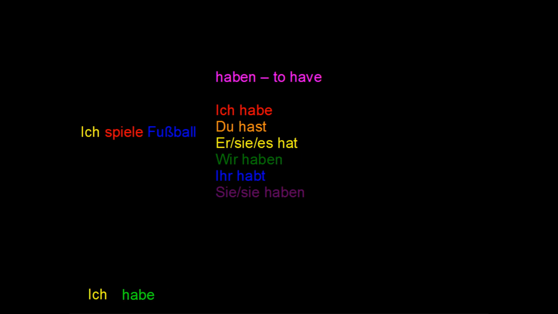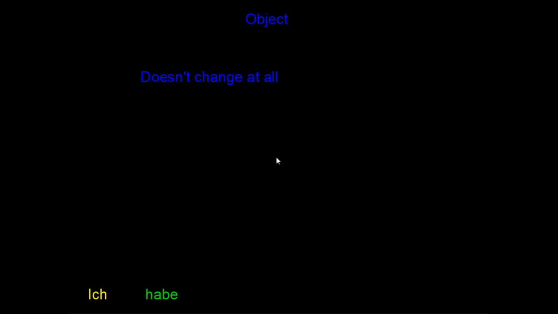Ich habe. As we said with our subject, it could be any of a number of things. It could have been du, in which case we would need du hast. It could have been wir, in which case we need wir haben, etc. So that's how you make the auxiliary verb. Now the third part is the object, which doesn't change at all. Life is easy. Take our sentence, take your object, that goes next. Ich habe Fußball. And now you need one last ingredient and your perfect tense is complete.